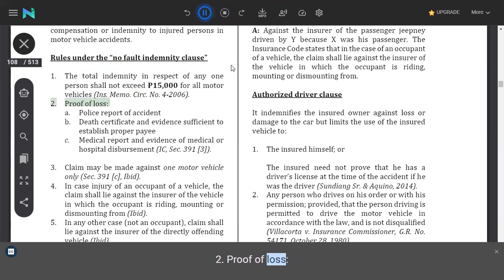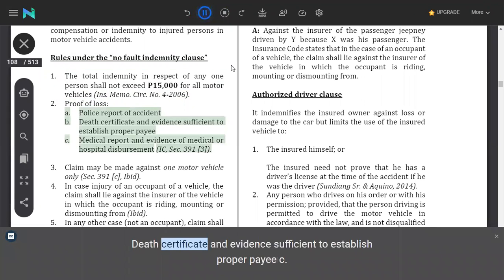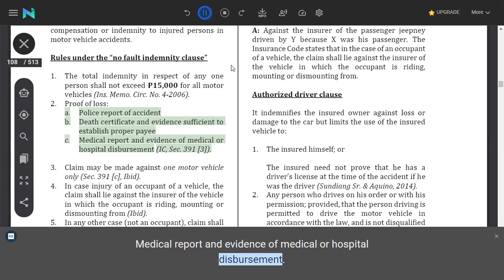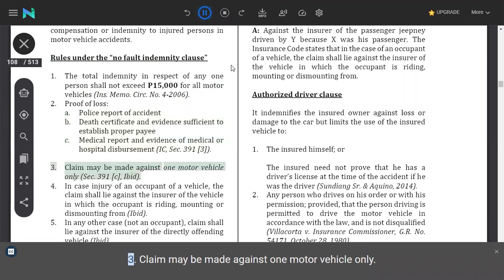2. Proof of loss. A. Police report of accident. B. Death certificate and evidence sufficient to establish proper pay. C. Medical report and evidence of medical or hospital disbursement. 3. Claim may be made against one motor vehicle only.